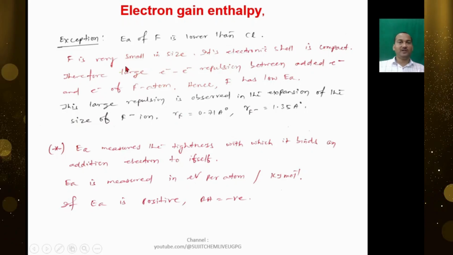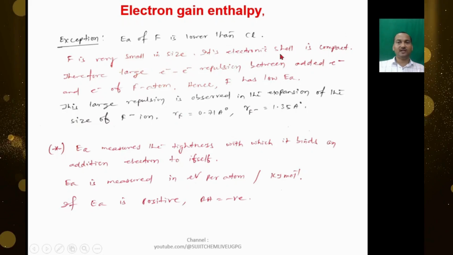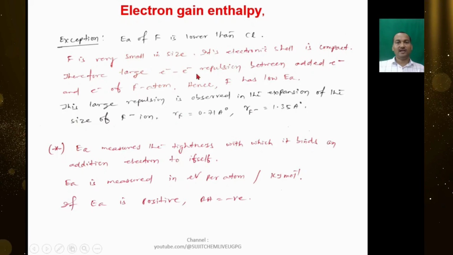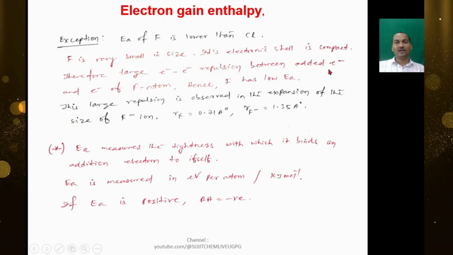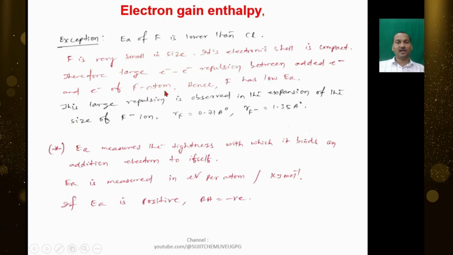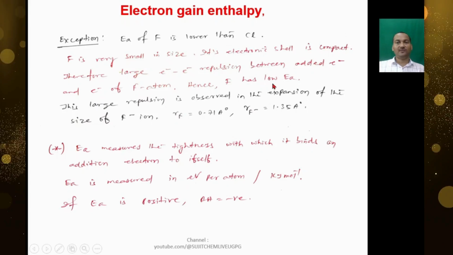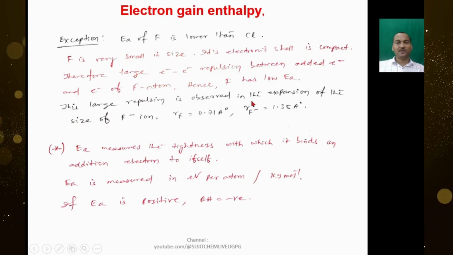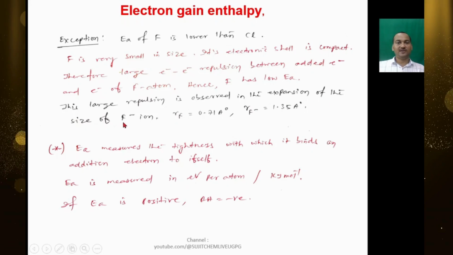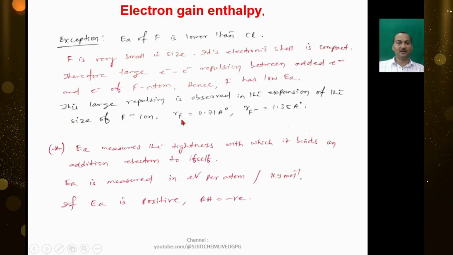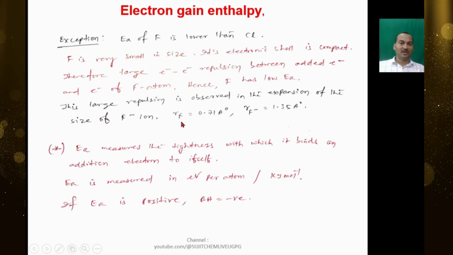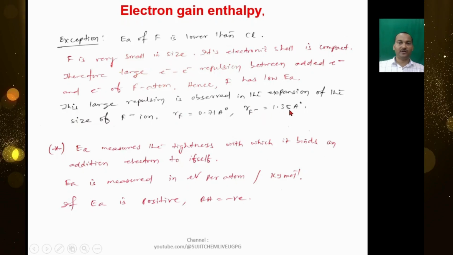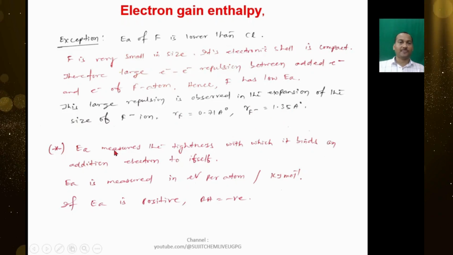The fluorine atom is very small in size, so its electronic shell is compact. Therefore there is large electron-electron repulsion between the added electron and the electrons of the fluorine atom. Hence the fluorine atom has low electron affinity. This large repulsion is observed in the expansion of size of F minus ion. RF equals 0.71 angstrom and RF minus equals 1.35 angstrom.